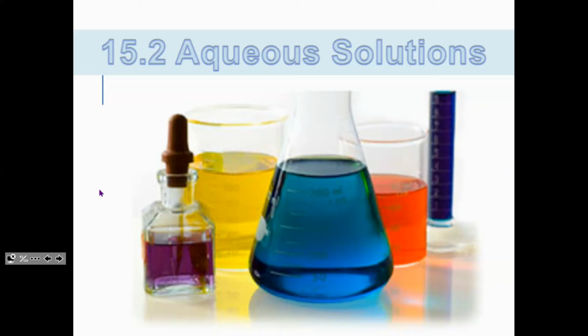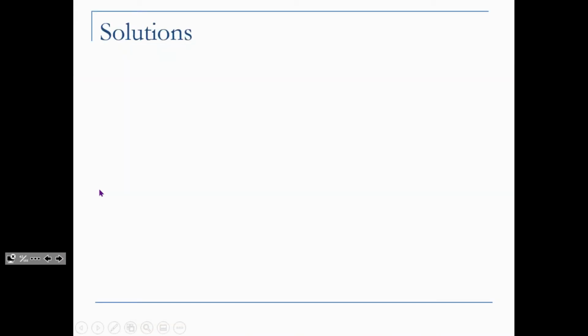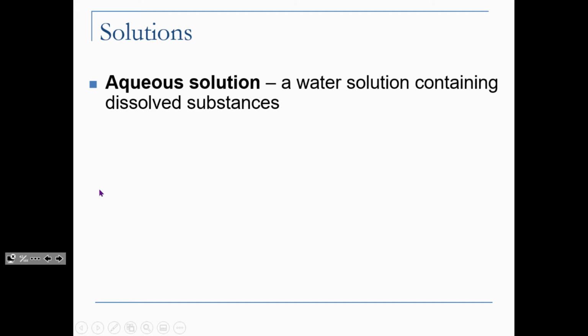Howdy students, this is going to be a video that covers aqueous solutions, polar versus nonpolar, and electrolyte formation. So aqueous solution has the word aqueous, and specifically it has aqua, which means water. So these are going to be solutions that contain water, and specifically, they are going to be solutions that contain water as a solvent.